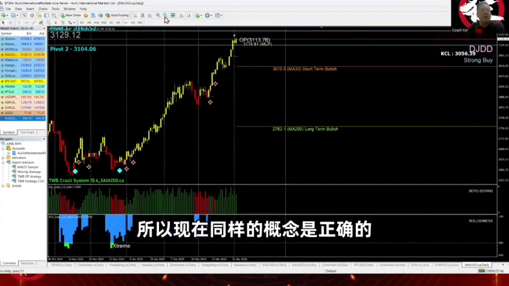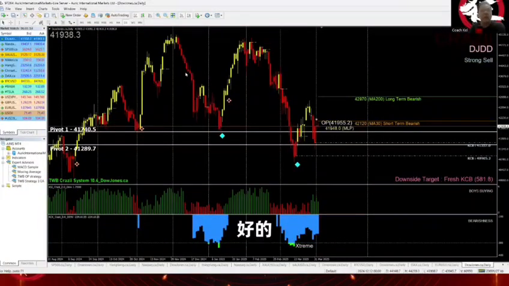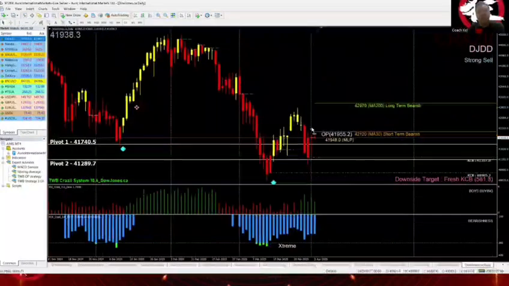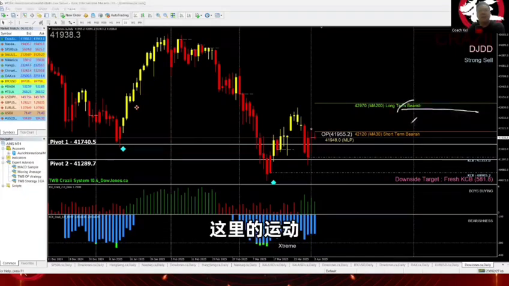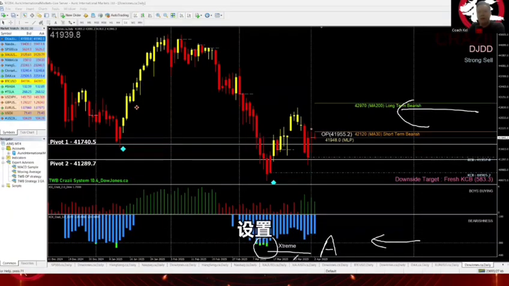Now the same concept here itself. Let's look at the Dow Jones, shall we? Take a look at Dow Jones. If you learn this from me, then what can you learn from here? Let's look at the nearest movement here. What do you see? Can you see something here now? This is set A. We now look from right to left. Set A, and the nearest one, set B. Can you see that?